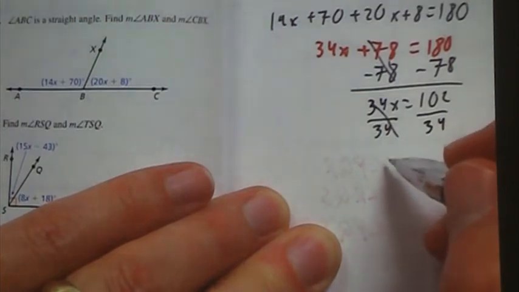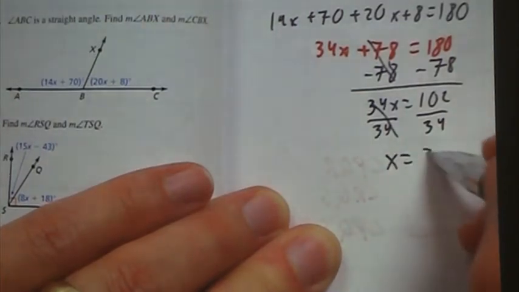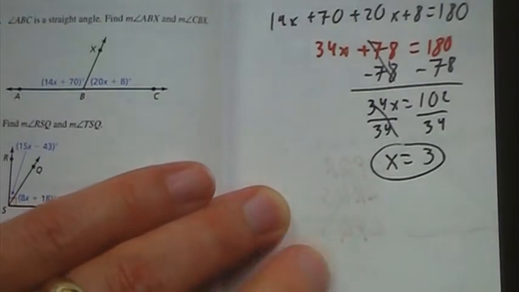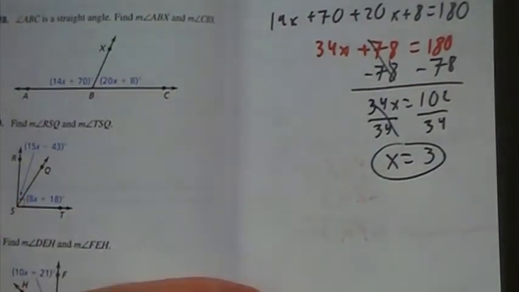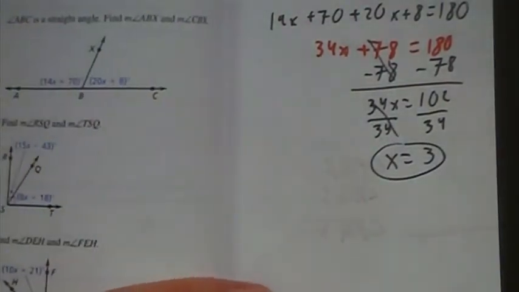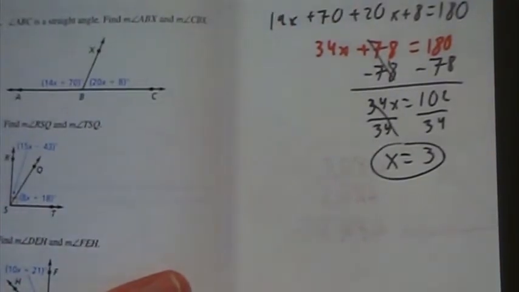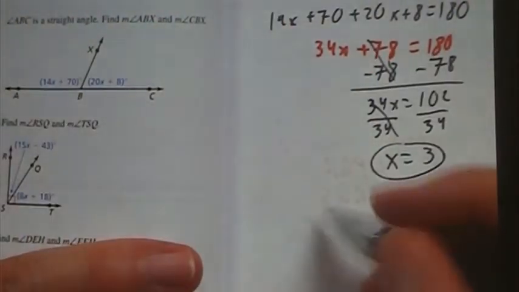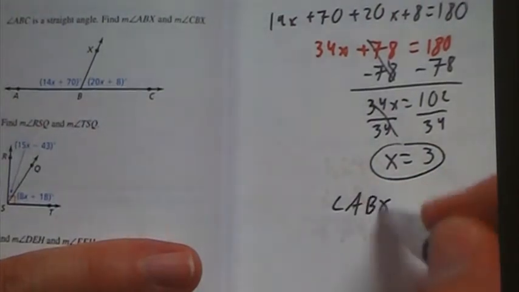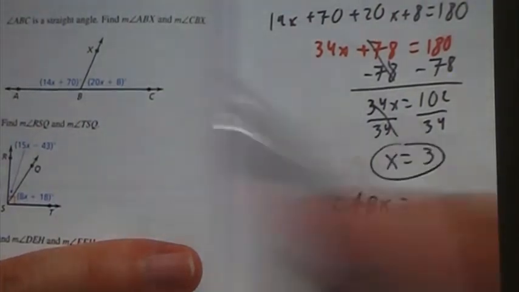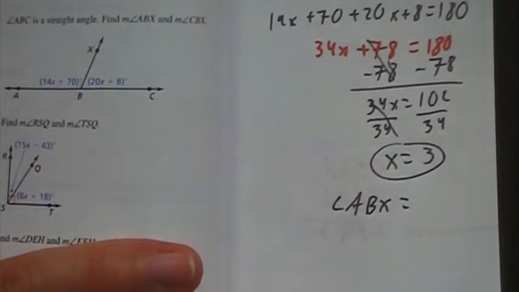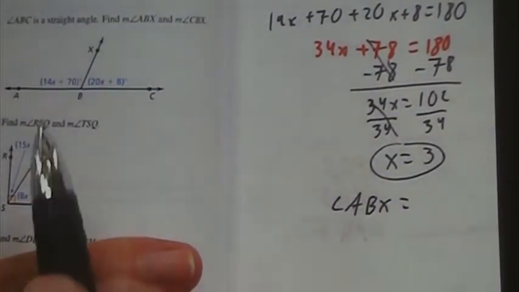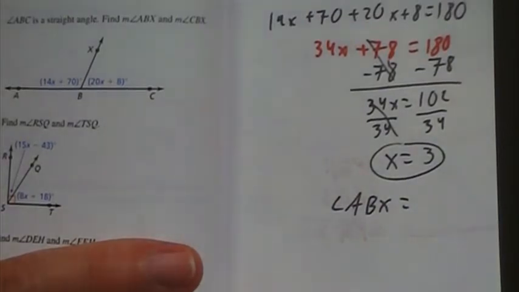It's gotta be 3. X equals 3. We're not quite done yet. The problem wants us to find angle ABX and angle CBX. ABX is that first guy. So I'm going to put 3 into that spot and solve it on my calculator. So I can go 14 times 3 plus 70. Just put the whole expression in your calculator, you get 112.